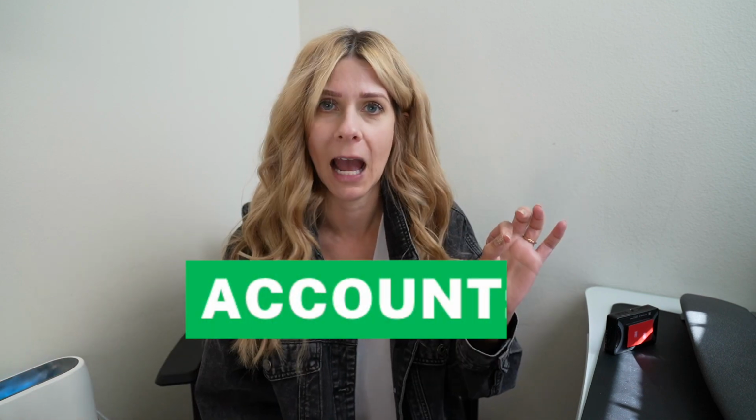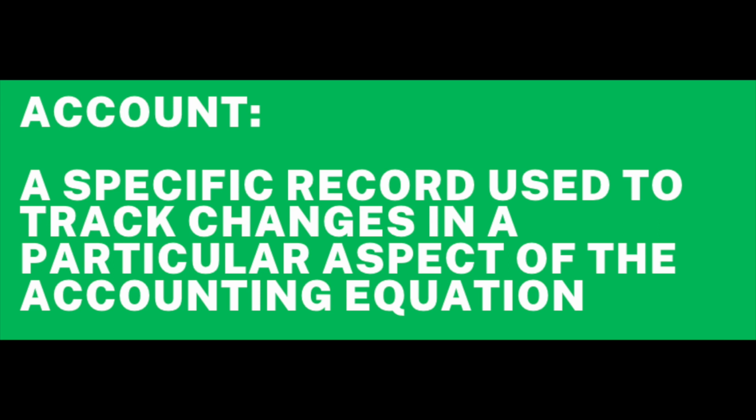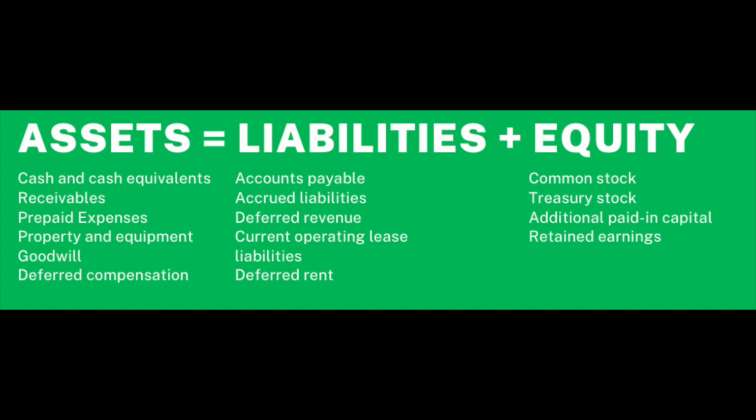Now, when you first put together your journal entry, there's a couple of key components in place. First, we're going to talk about account. An account is a specific record used to track changes in a particular aspect of the accounting equation. Some examples of accounts are listed in the accounting equation in the screenshot right here. This is a time where you'd want to get your flashcards and write this down.